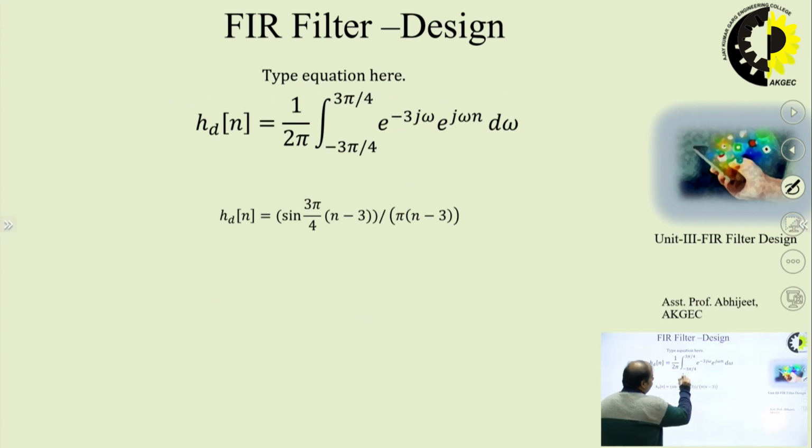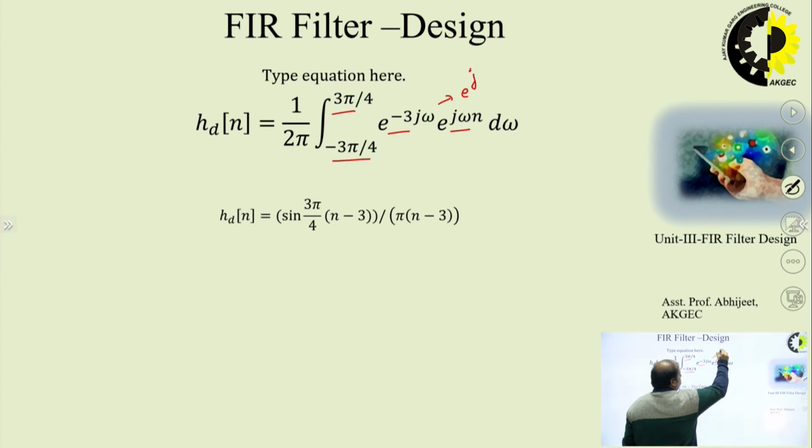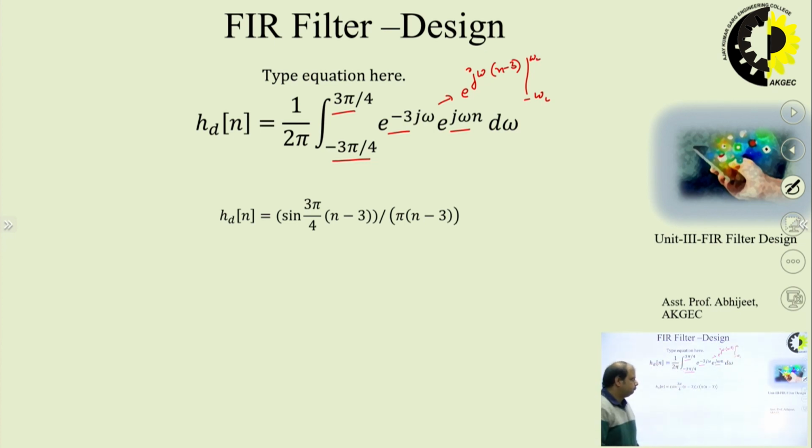The limits become minus omega c to plus omega c, and this can be combined and written as e raised to the power j omega times n minus 3, and you can remember the values of omega are from minus omega c to plus omega c. If I evaluate this, the impulse response that we are getting is sine of 3 pi by 4 times n minus 3, divided by pi times n minus 3.